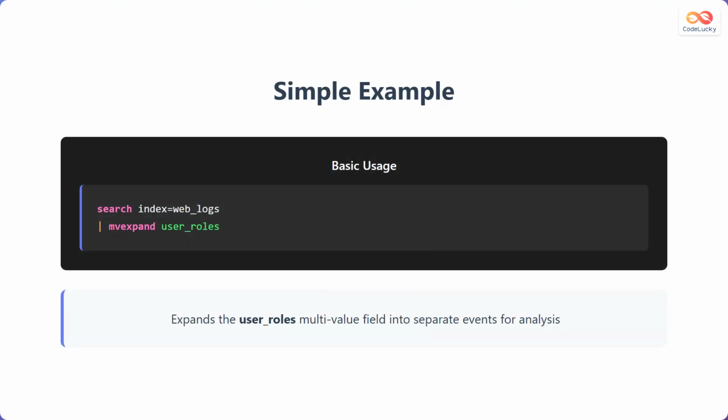Here's a practical example of using mvexpand. We start with a search command targeting the weblogs index. Then we pipe the results to mvexpand and specify the user roles field. This command expands the user roles multi-value field into separate events for analysis. Each role that was originally grouped together in a single field will now appear as an individual event, making it easier to count, filter, or perform other operations on each role separately.